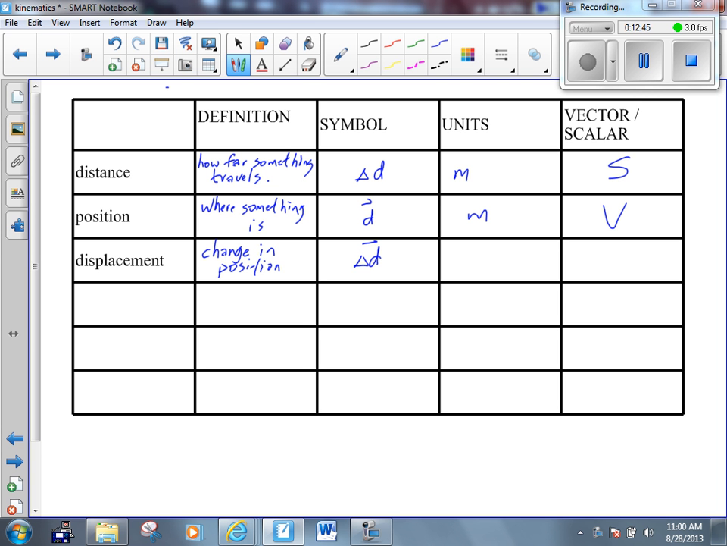Delta d with an arrow over it. It's change in position. Delta d, the symbol delta d. The units are going to be meters again, although sometimes we use other units, but these are the standard ones. Vector or scalar? Fraser, vector or scalar?